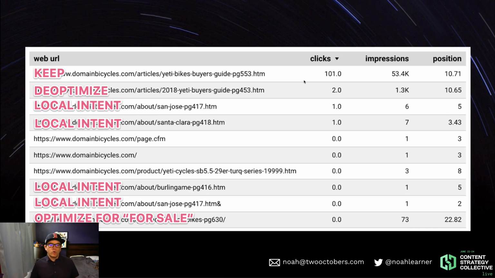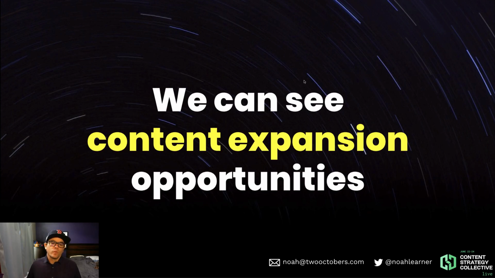The bottom row, you're going to notice that I marked it optimized for sale because that's a collection page, and the two different types of content have different intents. One is a buyer's guide, it's more top of funnel, and the for sale intent is all around actually driving revenue. Okay, so we also can see content expansion opportunities if instead of clicking on that middle row to filter our data, we click on the right-hand row. And I'll show you what I mean.